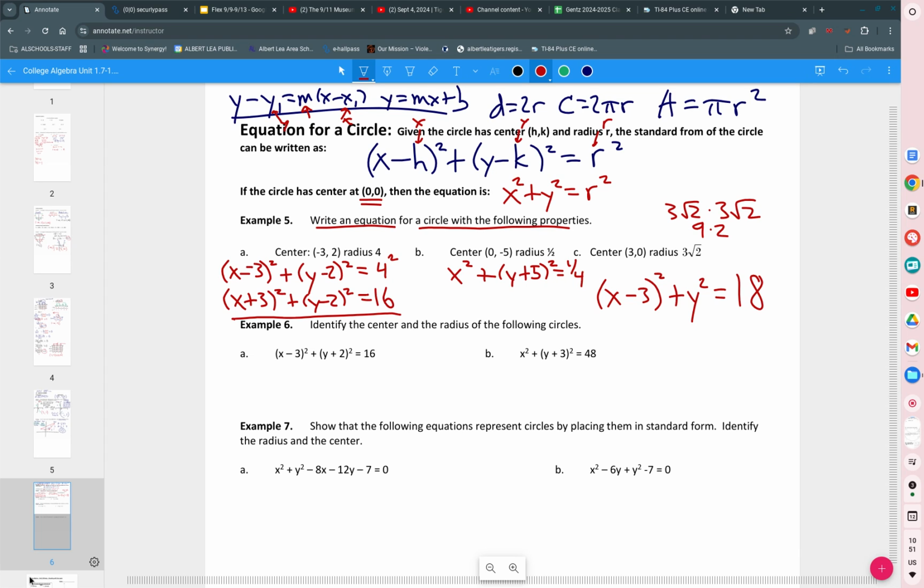What does that look like? Pythagorean theorem. Yeah. The formula for a circle just comes from the Pythagorean theorem. That's all it is, just like the distance formula. They're all connected.